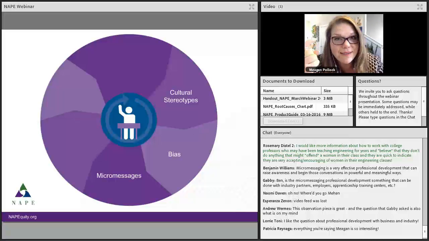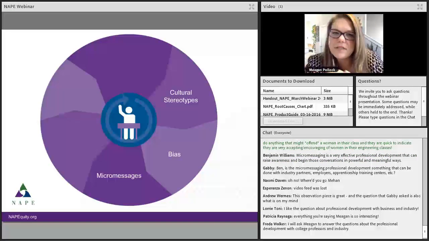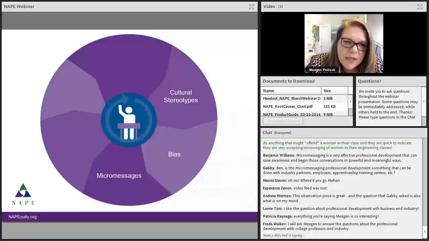Am I praising my niece? Am I going to praise her more about how pretty her work is versus the effort? And it's so subtle, right? And we don't intend it. And that goes back to the entire point of micromessages, that the impact is greater than intent. So those are the 6 different types of micromessages.